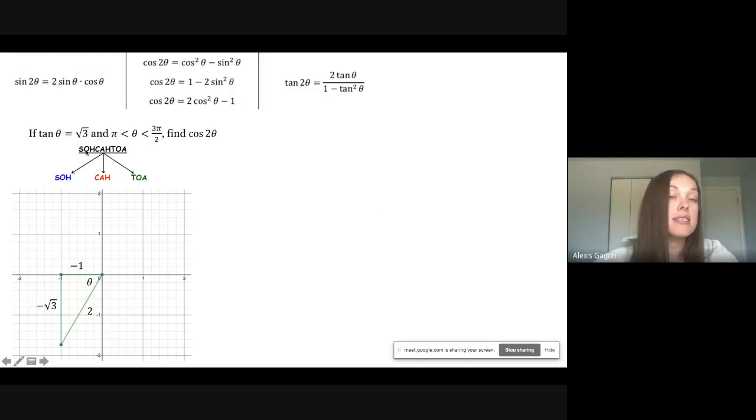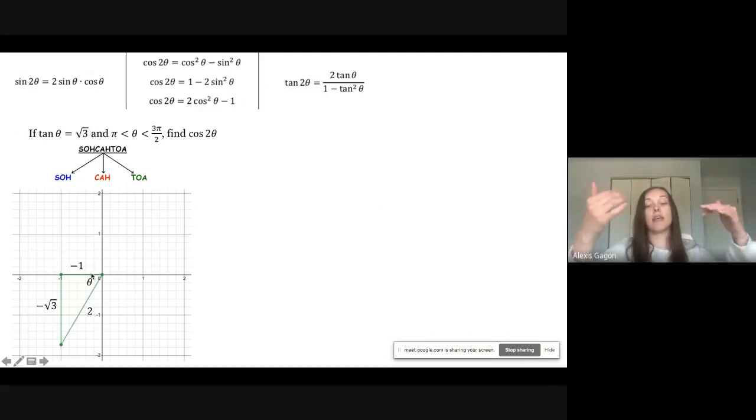And then since this is in the third quadrant, that means this goes left and it goes down, which means that both of these need to be negative. So the opposite side is going to be negative square root of 3. The adjacent side is going to be negative 1, because a negative divided by a negative is a positive. Does that make sense? Are we okay with that? Okay, hopefully, fingers crossed. Interrupt me if it doesn't.